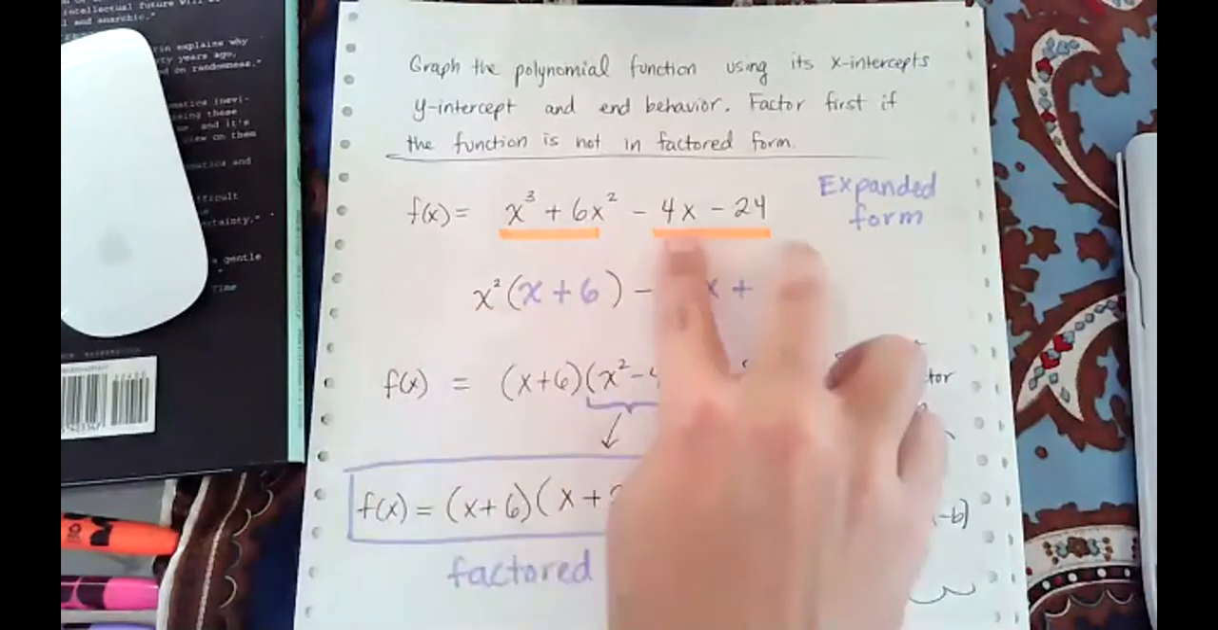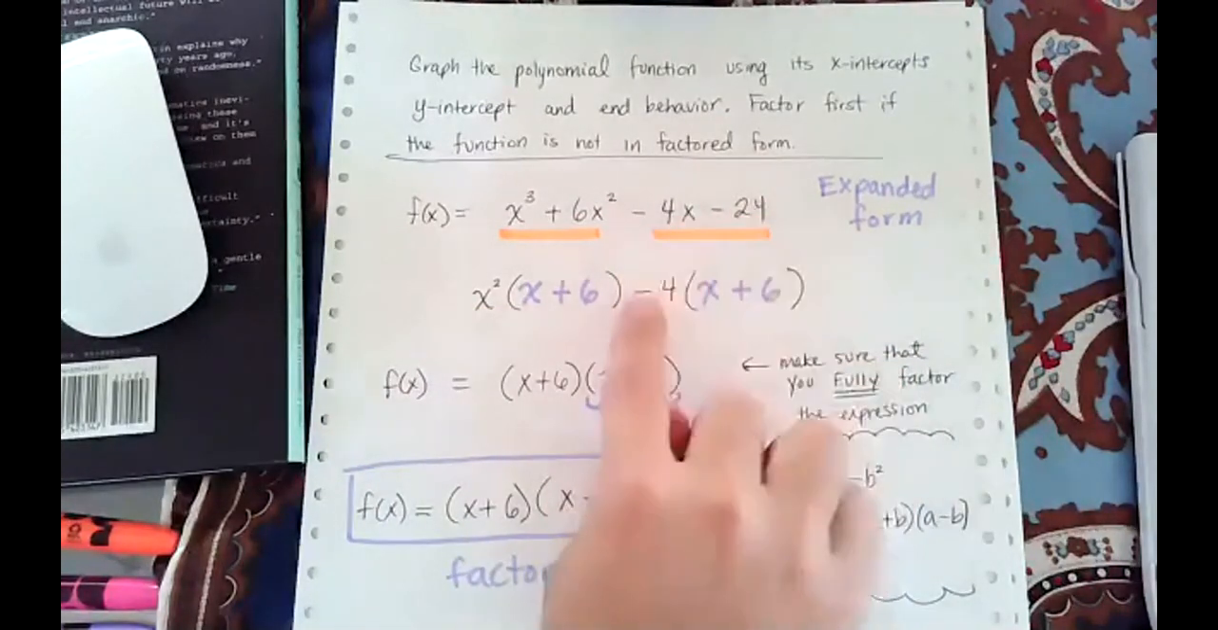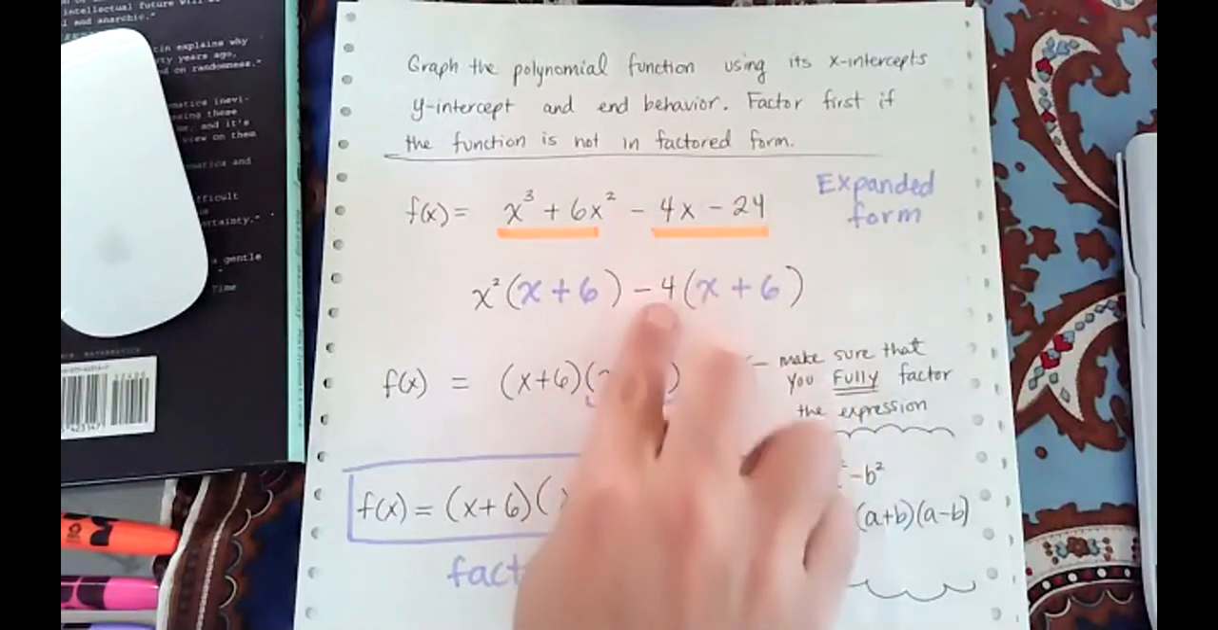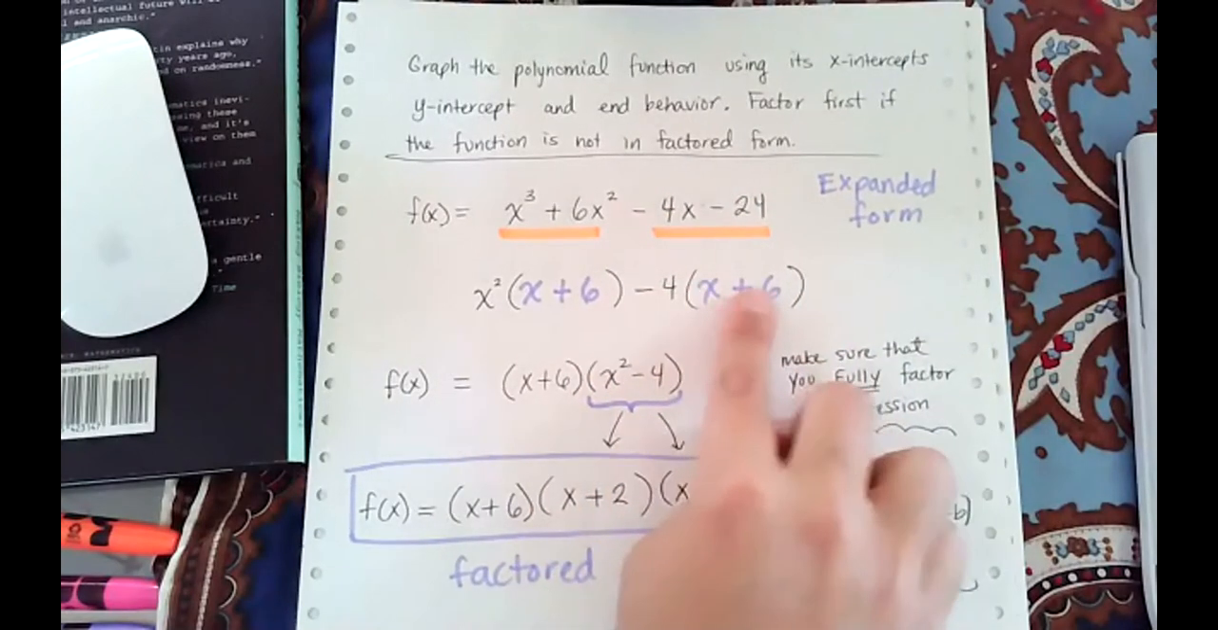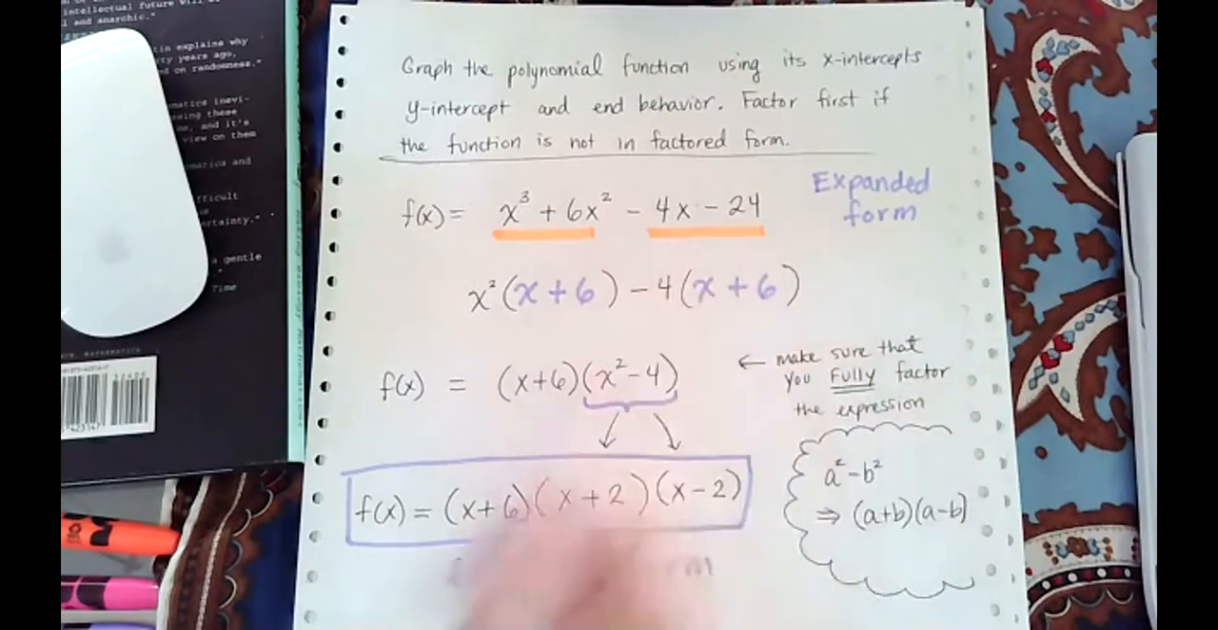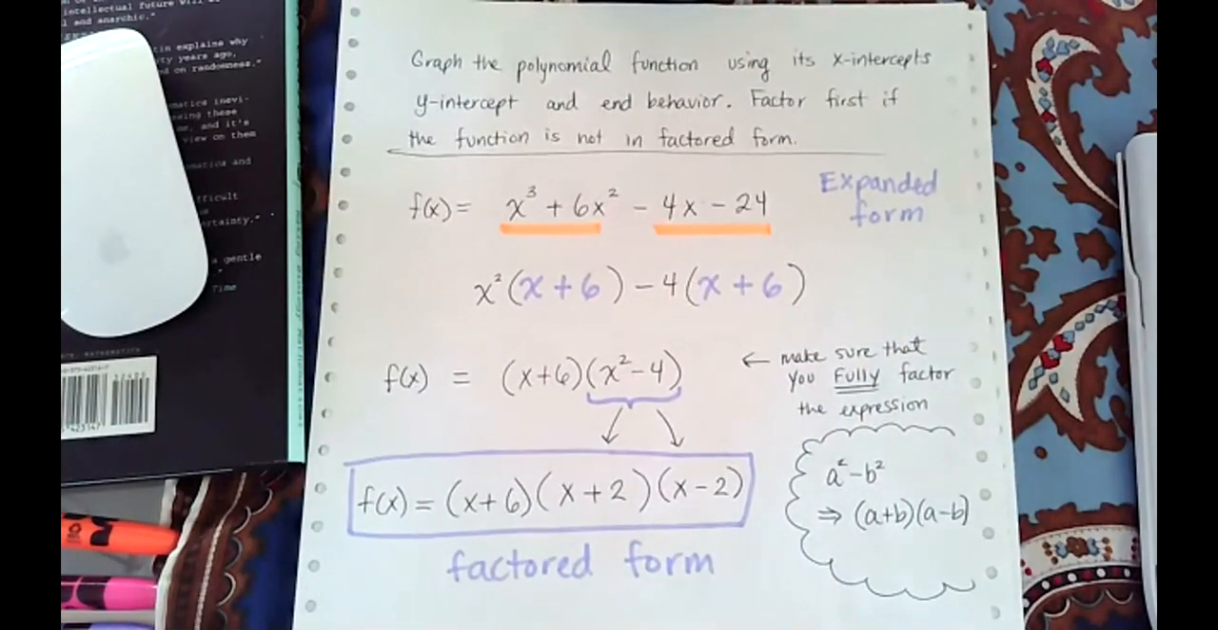Okay, I see. And the same thing over here. These two terms have a negative 4 in common. So when I factored that out, I need x plus 6 in order to get the original two terms back. Oh, okay. Yeah, I gotcha. Thank you. Any other questions?